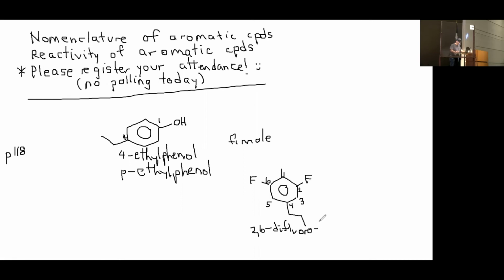4-propyltoluene. I think that's the best name. There may be other ways to name it, but I think that's the most straightforward and clearest name. Can we number other ways? Well, you'll get the same thing. Then this will be 2, 3, 4, 5, 6. You'll get the same answer.